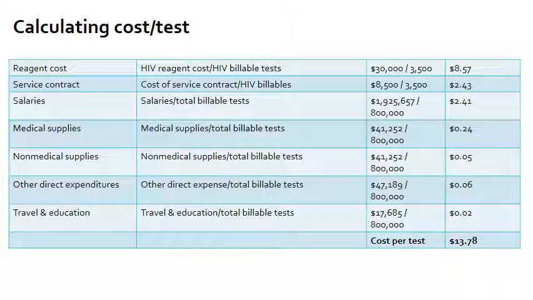Based on that math, if we divide those two, we can determine that just in reagents, we're paying $8.57 per test. But that's not the end. That's just reagent cost. We still have to figure out all the other things. We know that the service contract for our instrument on which we do our reagent cost is $8,500 a year, and we're just going to divide that by the 3,500, and we know that that adds $2.43 per test. So we have to include the service contract.